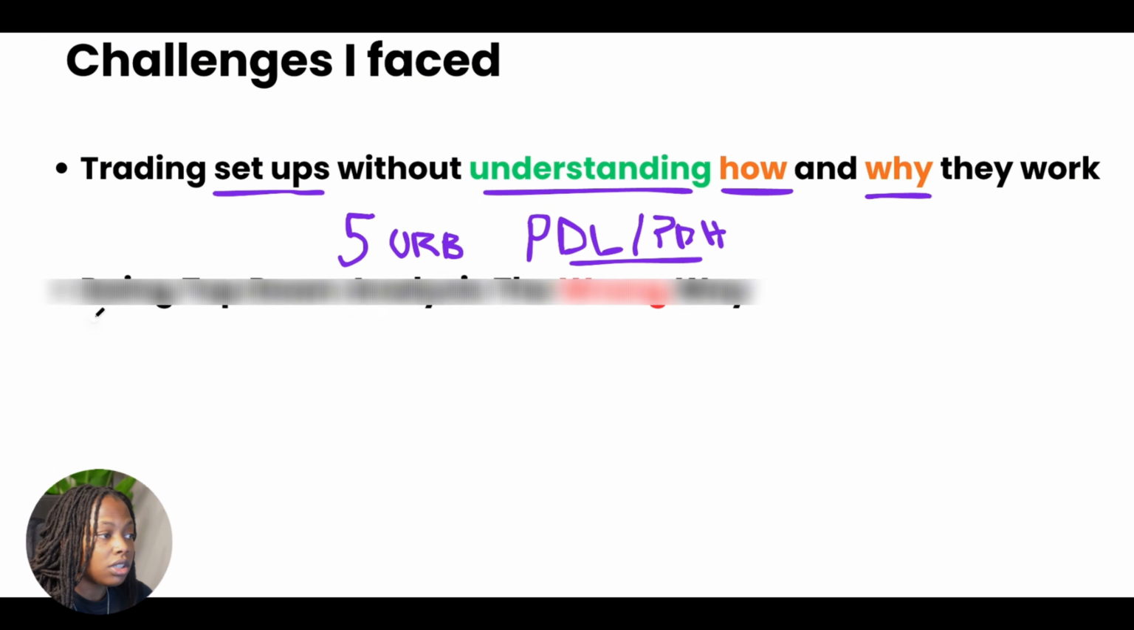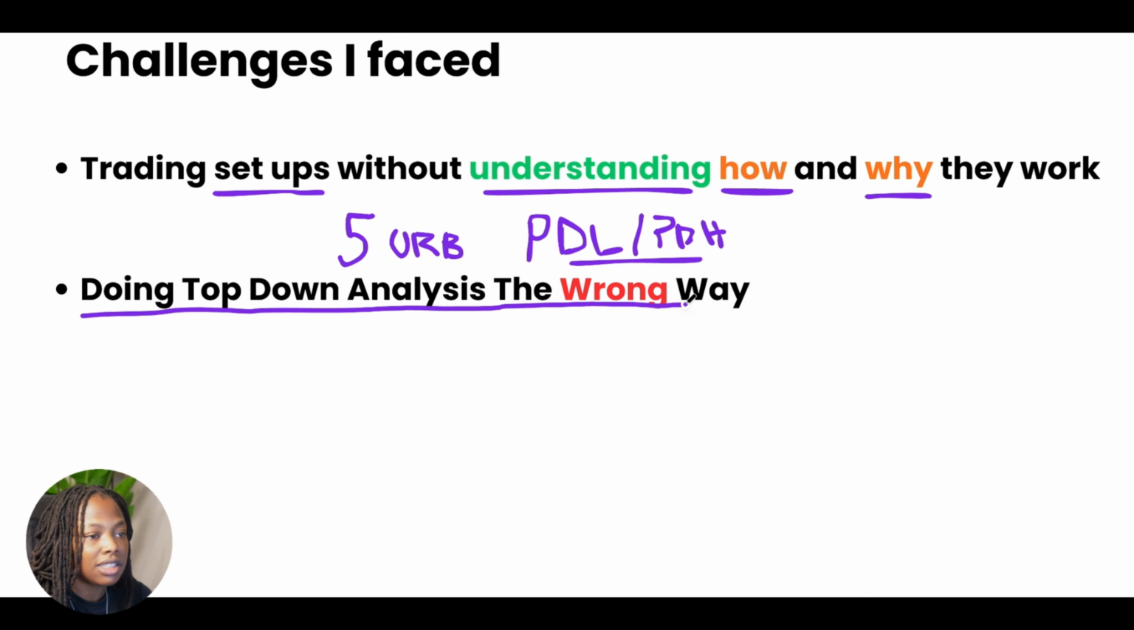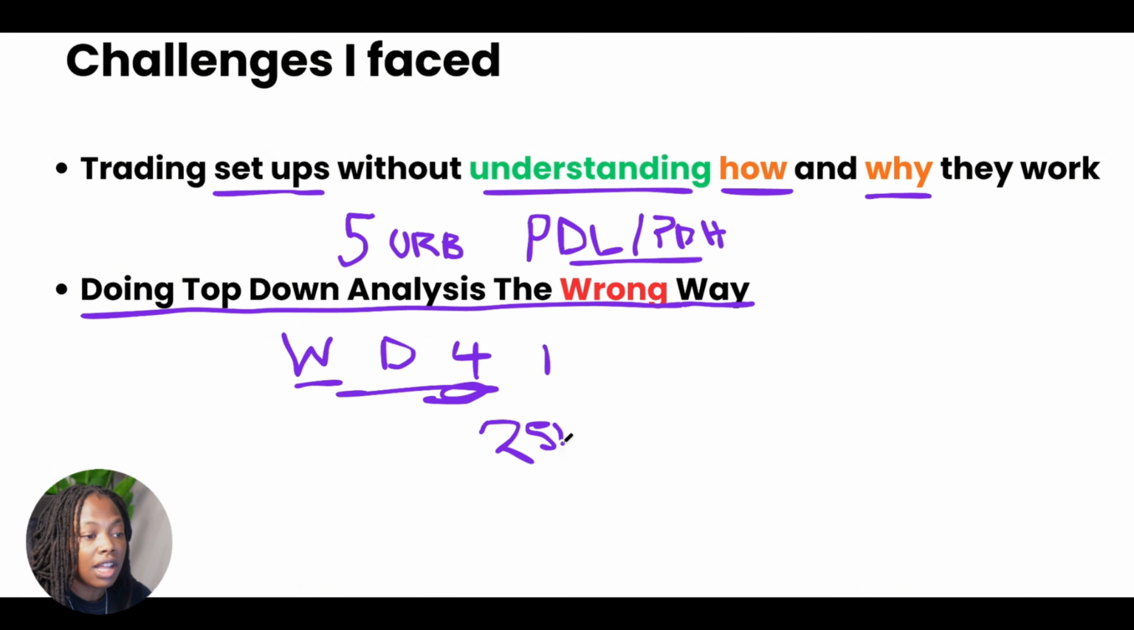The second thing I was struggling with was doing top-down analysis the wrong way. My goodness. I was going on the weekly time frame, marking out levels, and then I'd go down to the daily and then the 4 hour and then the 1 hour. And by the time I was done doing all of this, I would have like 25 plus lines on my chart and I would be confused. Analysis paralysis. Okay, which line am I actually truly paying attention to? It will be confusing and you feel like, oh, trading is just hard, and it's impossible. It's just that you don't understand the concepts the right way.